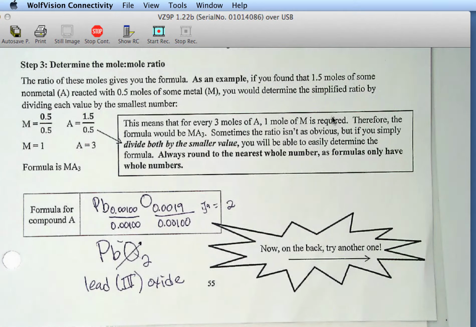Because there's 2 oxygen, so you're done, -2 charge. Yes.